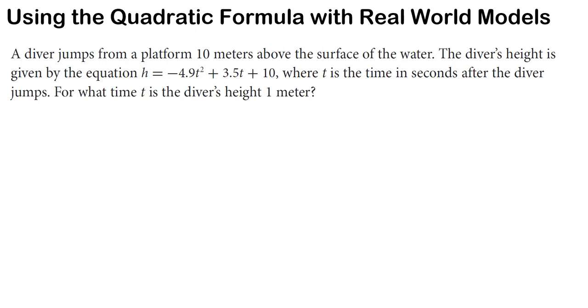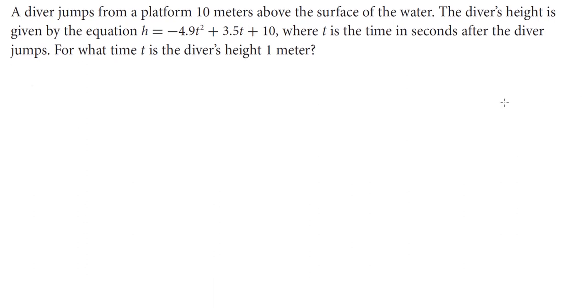All right, so let's go ahead and take a look at using the quadratic formula with real world models. So, using the quadratic formula to solve real world problems. Let me scroll up a little bit to get more room. Let us remember what the quadratic formula looks like. It is x equals negative b plus or minus radical b squared minus 4ac divided by 2a. So let's take a look here.